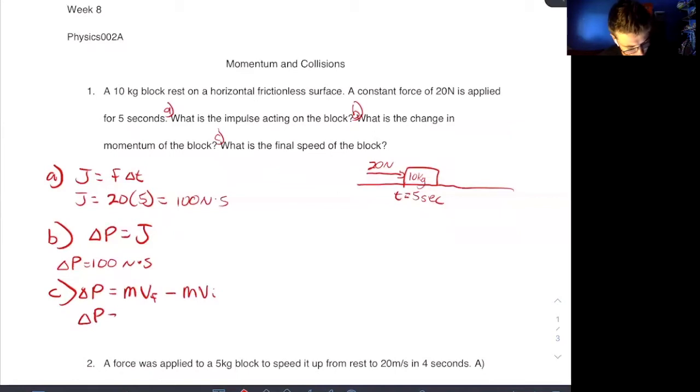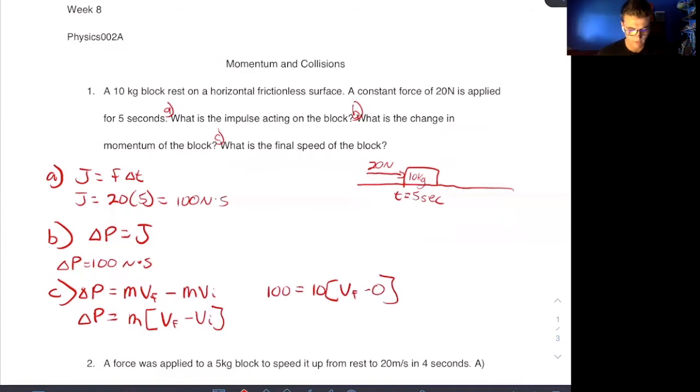If we do a little simplification, we can make it look like this. When we plug in our numbers, 100 equals 10 times the final velocity minus 0. Then when you solve, we get a velocity of 10 meters per second. So our final speed of this block after we exert that 20 newtons of force is going to be 10 meters per second.